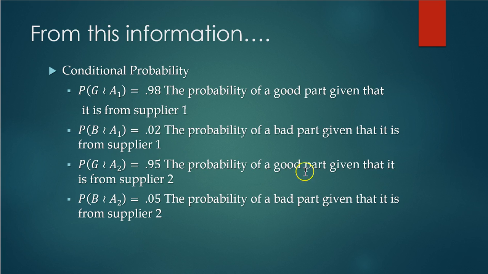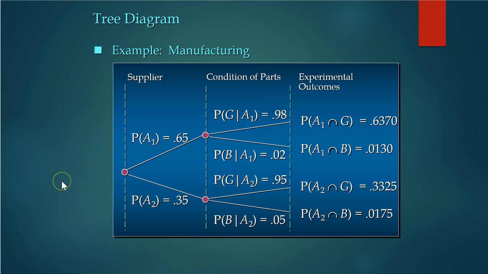The probability of a good part, given that it's from supplier 2, is 95%. The probability of a bad part, given supplier 2, is 5%. Okay, so from here we can create a decision tree. A couple things I want you to know right off the bat: when we add these up vertically, each of these columns has to equal 1. They have to equal 1 all the way down.